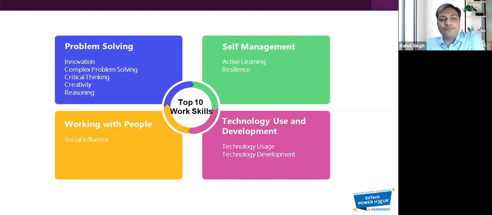So we are looking at the top 10 work skills of the future. The World Economic Forum published this report, and I've segregated them into 4 quadrants: problem solving, self-management, working with people, technology use, and development. Now, if we look at these 4 quadrants, the 3 quadrants, problem solving, self-management, working with people, are primarily social skills and soft skills. And the tech skills part of it is 1 quadrant, that's 25%. Definitely, we are not trying to undermine the importance of the technical skills here. But what this report says is the need for the social skills or the soft skills has been constantly on the rise, constantly on the increase.